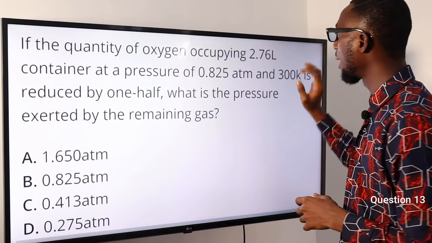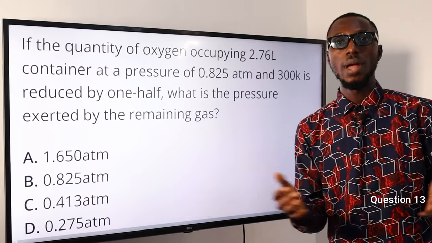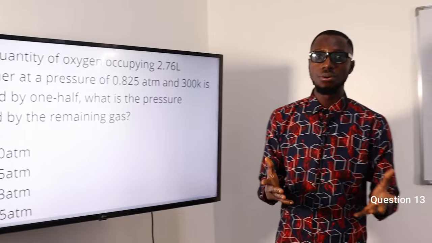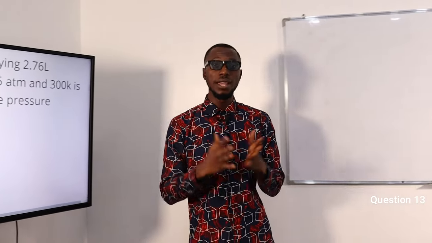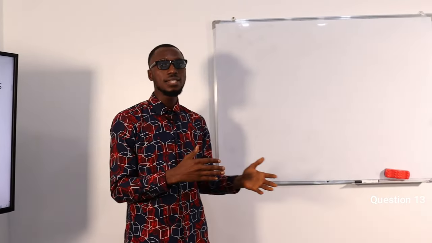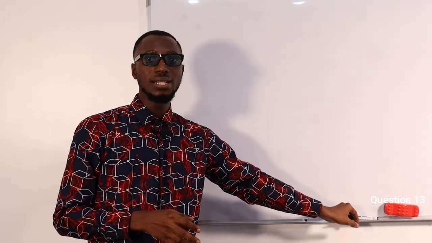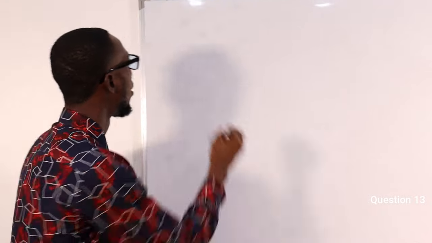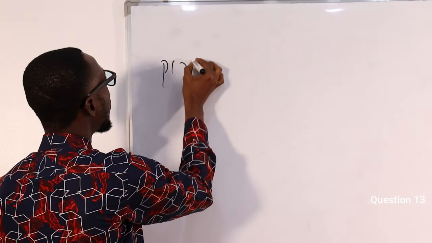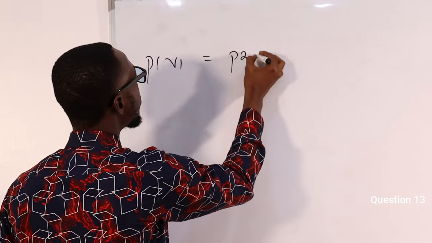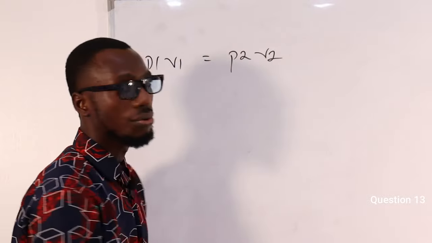The temperature here remains the same. So we are going to use Boyle's law, okay? The volume of a fixed mass of gas, or a given mass of gas, is inversely proportional to the pressure, provided that temperature remains the same or constant. So we'll use Boyle's law, the formula P1 V1 equals P2 V2. Okay, very well.